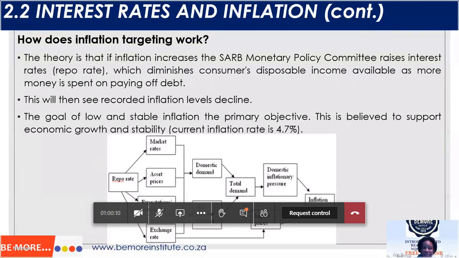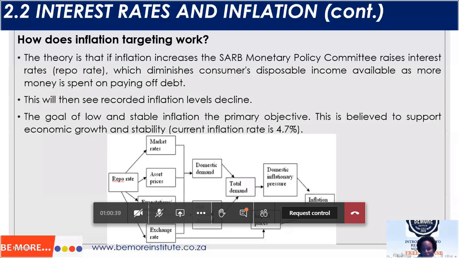So the theory is that if inflation increases, the Reserve Bank Monetary Policy Committee will raise interest rates, which is the repo rate. That is the rate at which the Reserve Bank lends money to commercial banks and whoever else gets money from them. Because the repo rate has increased, the commercial banks will also increase their interest rates. What does that do?